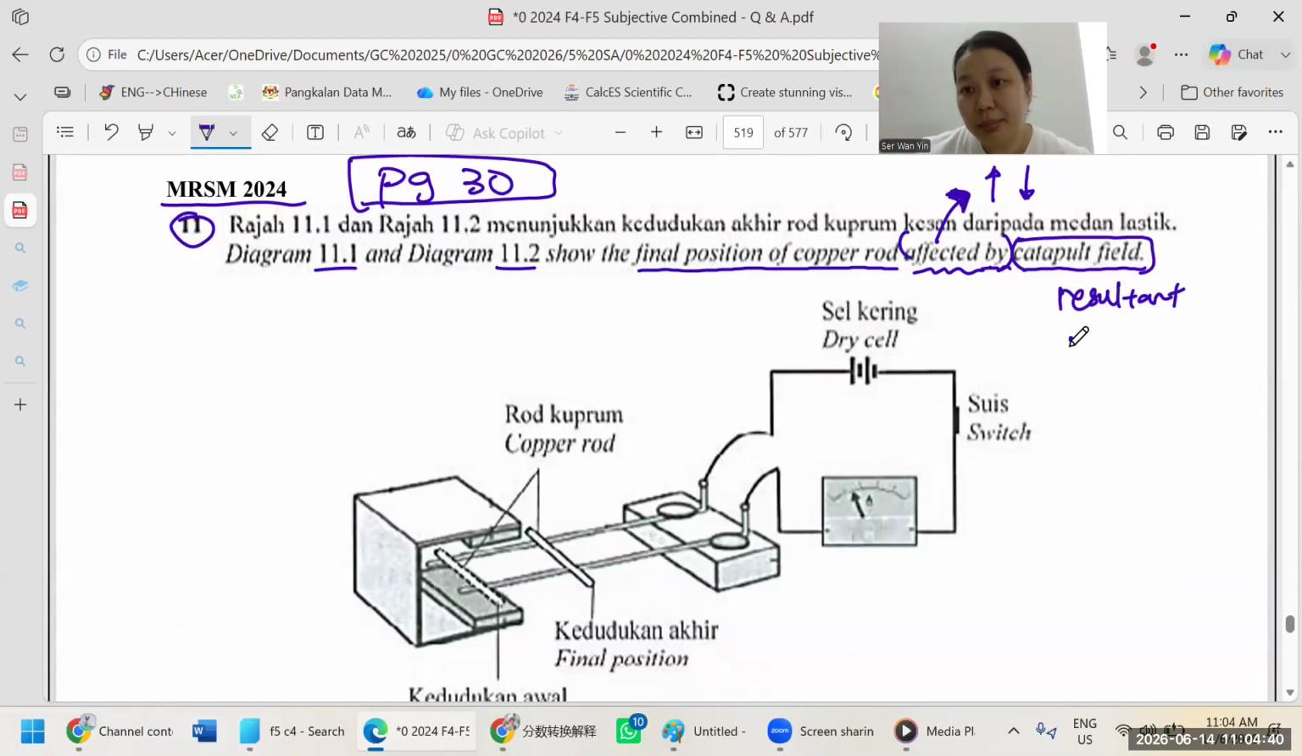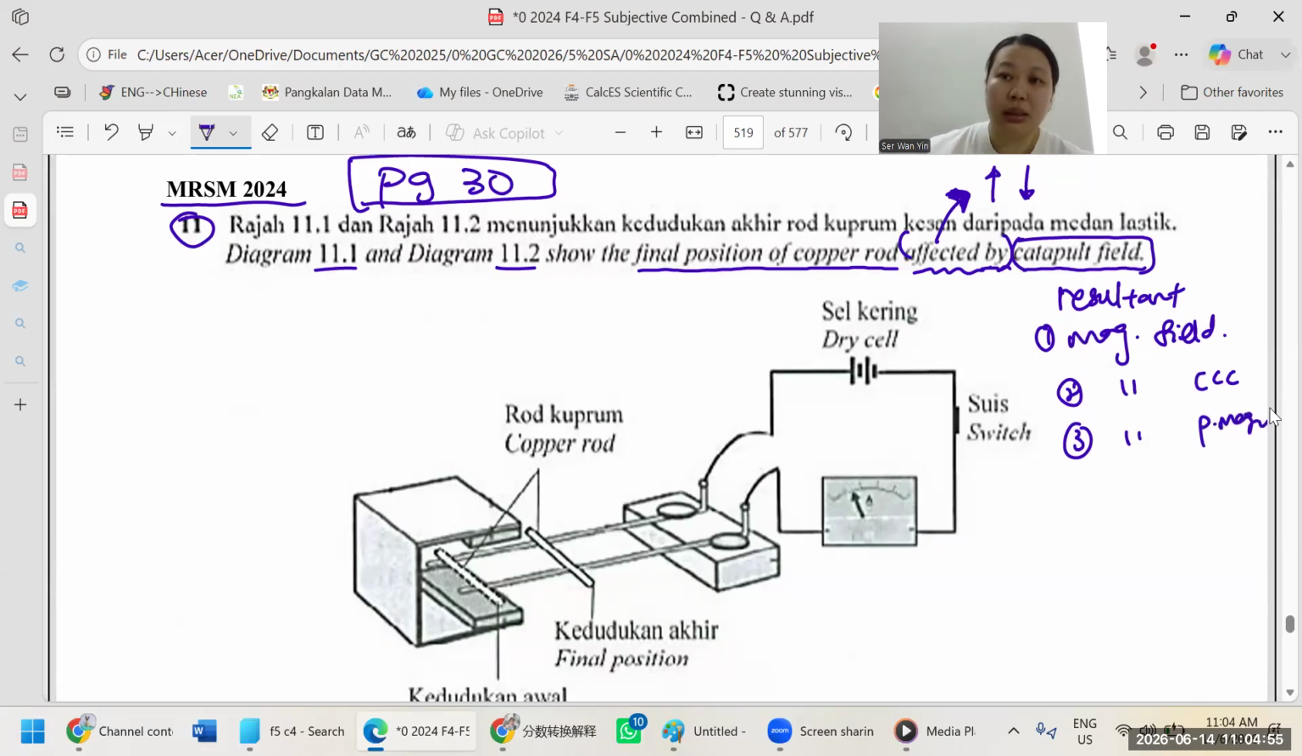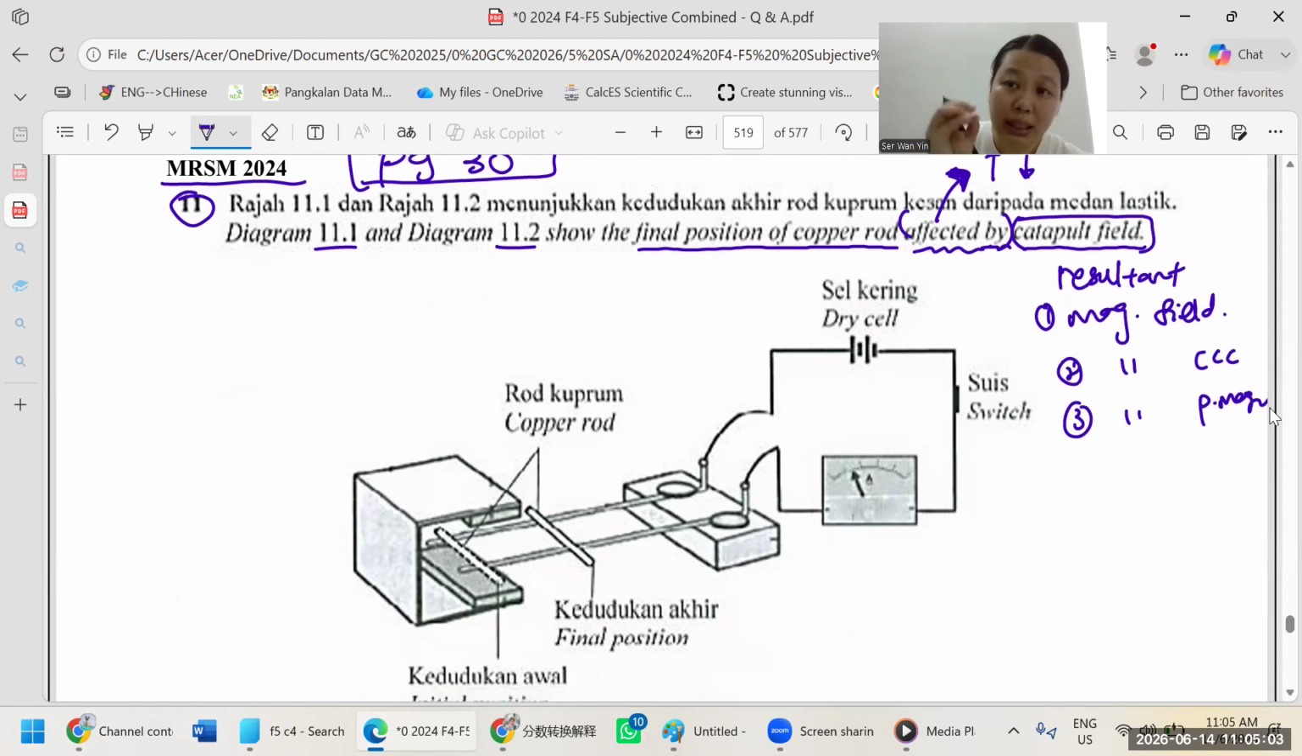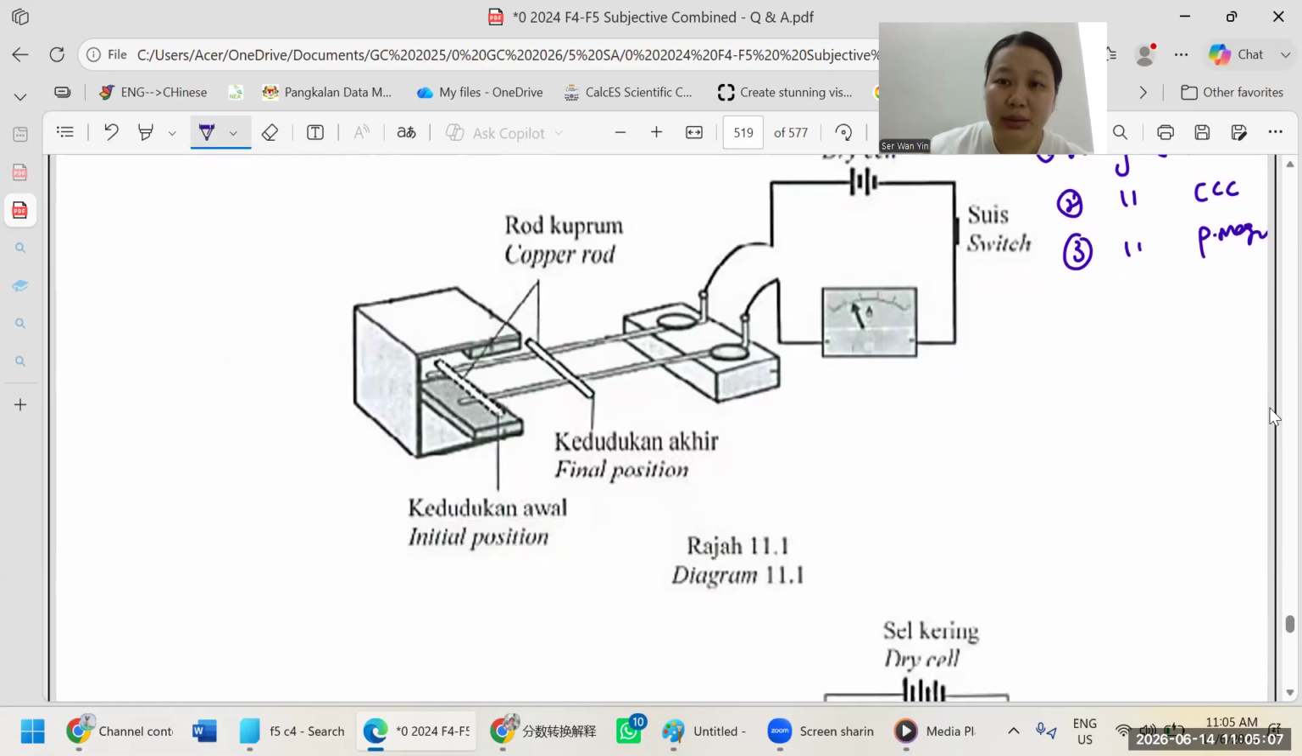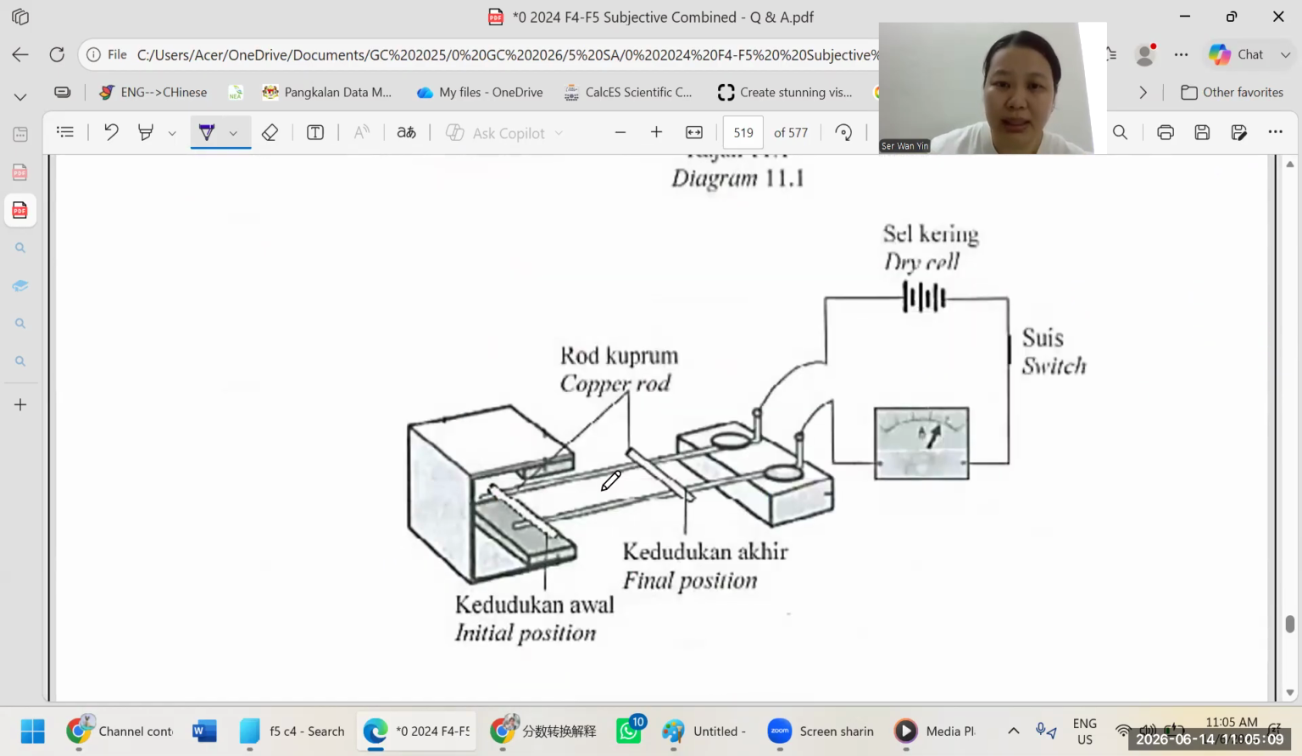Resultant magnetic field from the interaction of the magnetic field of the current-carrying conductor and the magnetic field of the permanent magnet. Always recall it out. That's why you all need to memorize the definition. There are keywords for you to write. Next, we can see 11.1 and 11.2.